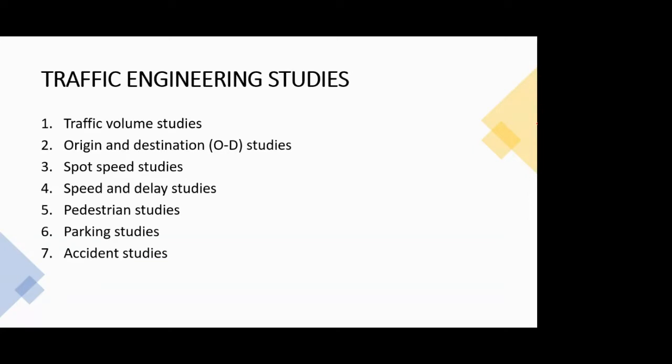So in this lecture, we are going to start with this topic of traffic engineering studies. Now, what we have seen till now is that there are a lot of parameters related to traffic stream, what all goes inside it. You have a lot of vehicles, pedestrians, cycles moving, and trucks moving, and you have seen the characteristics of all of them also.